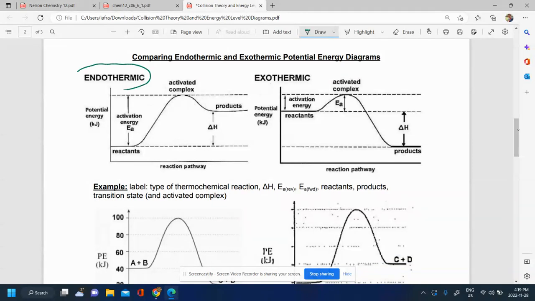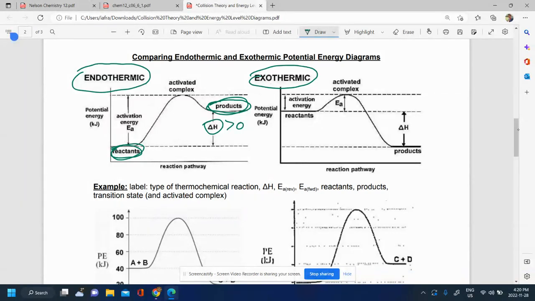Here we have an example of an endothermic one and an exothermic one. So just to clarify, when we're looking at the endothermic one, your reactants and products is the first thing you want to look at. You want to see where they are relative to each other. In endothermic reactions, your products are higher in energy than your reactants because there was an absorption of energy. Energy went in overall. And so your delta H would be higher than zero. It would be positive, in other words.